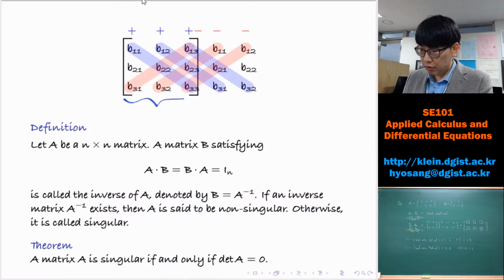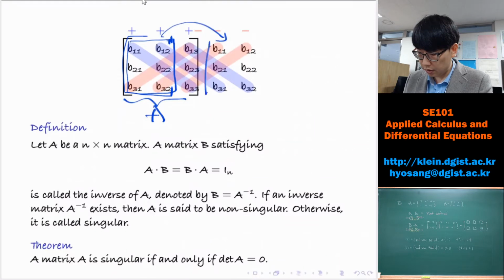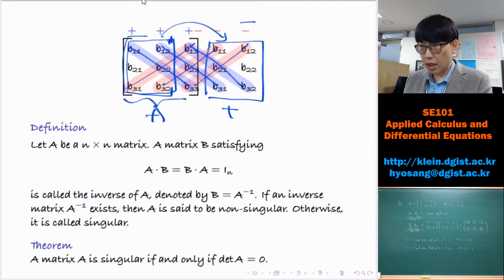This is the original matrix, your A, and you take the first two columns of the matrix right here and copy them to the right-hand side here. Then in this direction you take a positive sign, and in this direction you take a negative sign, and then add them together. Okay, so that's one way.